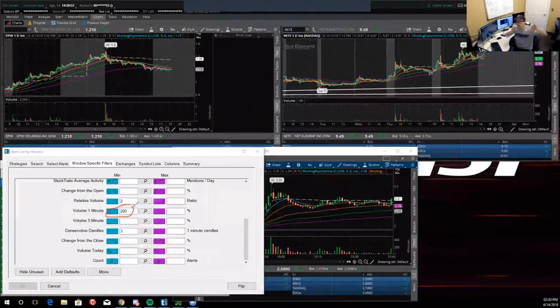So that's going to tell us these stocks are just trading, and all of a sudden they get a big spike in volume. That type of volume spike can very easily be the start of a stock starting to run and take off. So again, that's what we're scanning for.